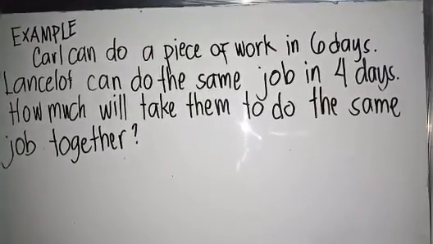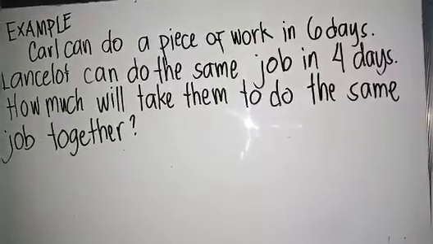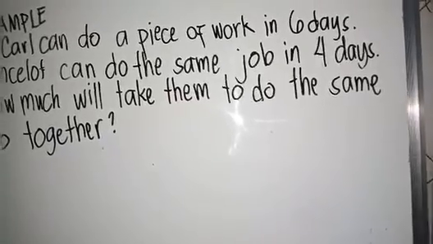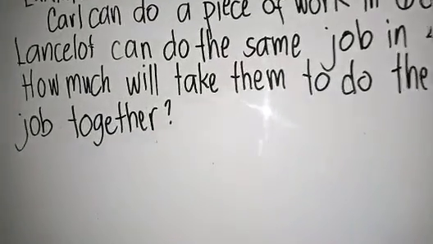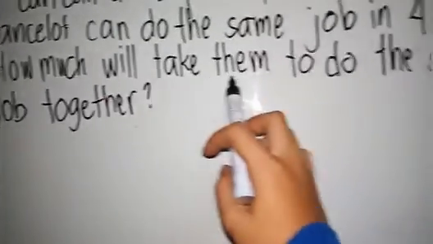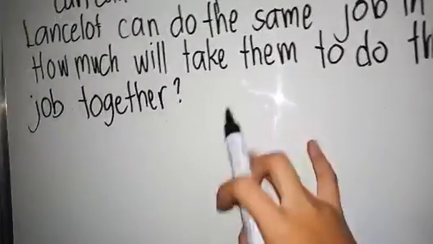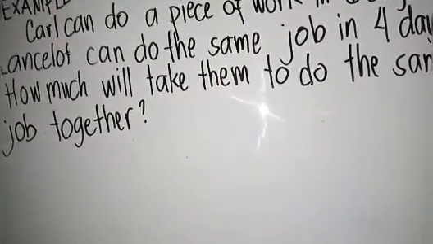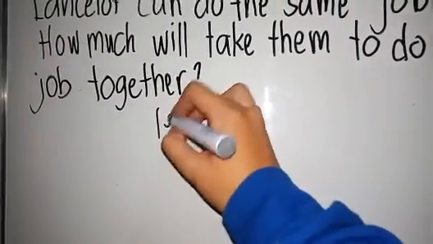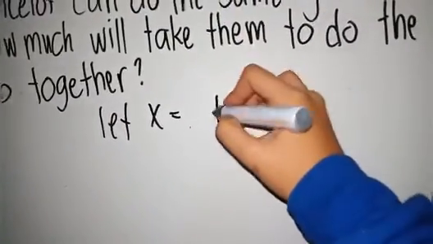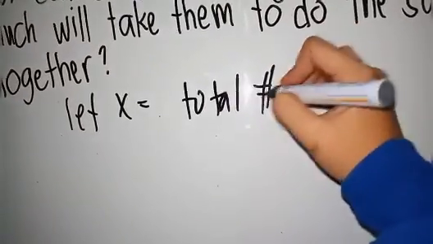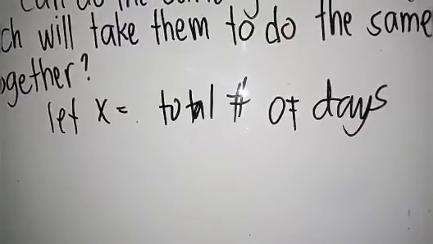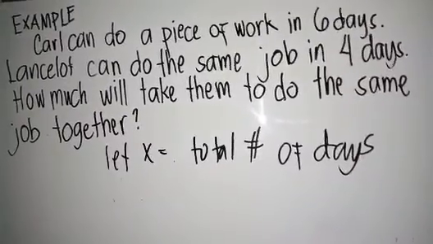Second is to plan out. Determine what you are asked to find and then have a variable to represent the unknown. Okay, so dito, ang hinahanap dito ay kung how much will take them to do the same job together. Then, sinabi doon is have a variable to represent the unknown. So, ilalet x natin as the total number of days that will take both of them to complete the work together.